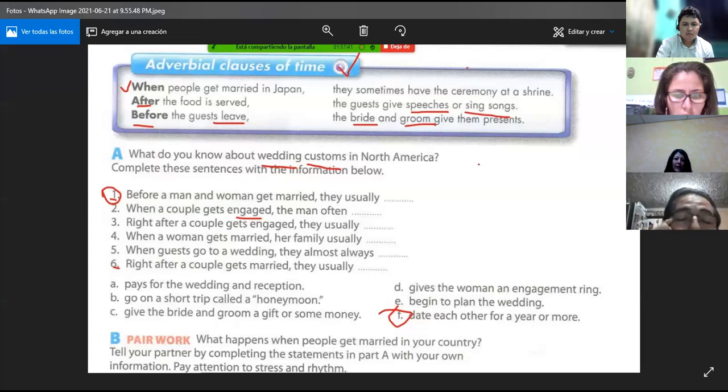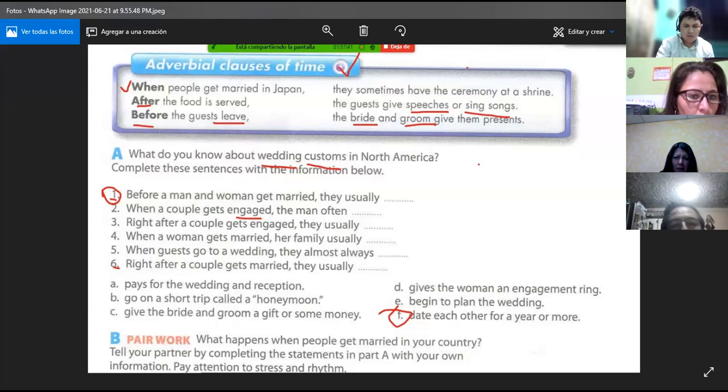Well, sorry, before a man and woman get married, they usually. Sí, sí, lo veo. Begin to plan the wedding. Before a man and woman get married, they usually begin to plan the wedding. Number two, when a couple gets engaged, no, se comprometen. The man, letter D.